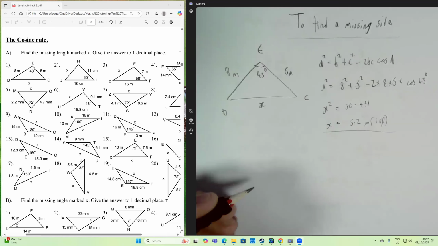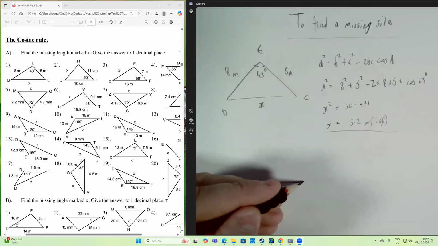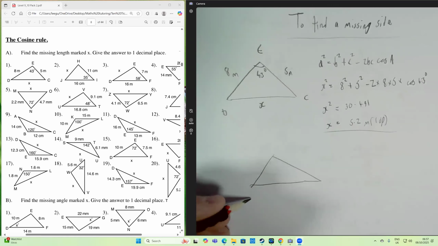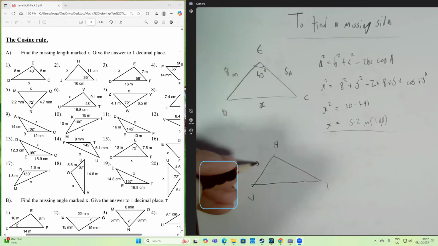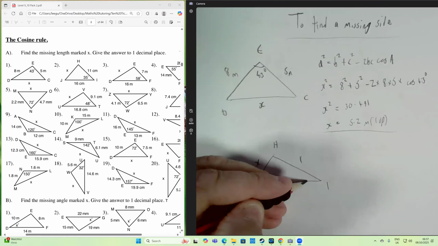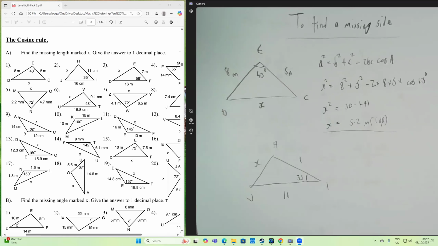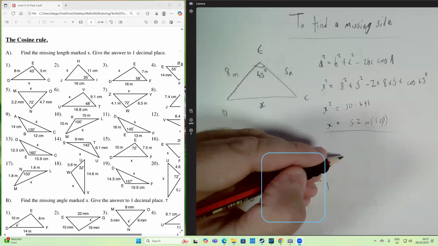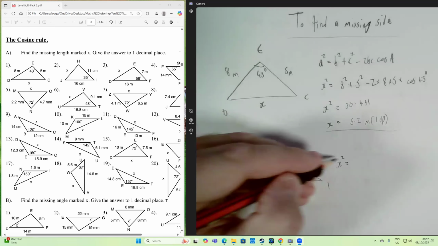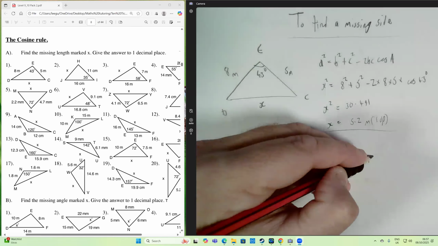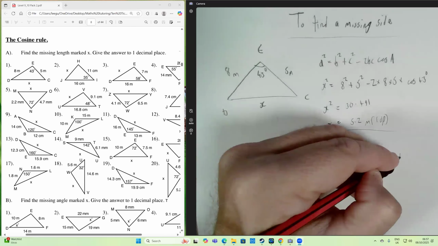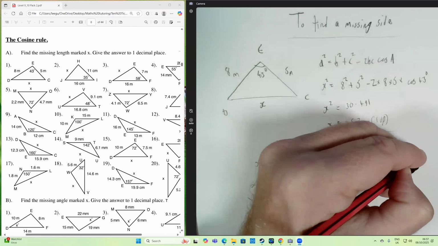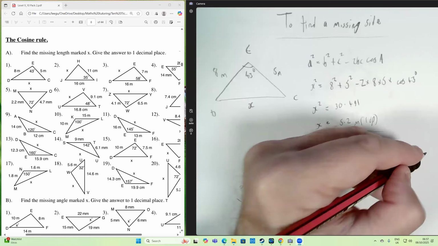Let's just do one more, perhaps a couple of each. Here, the second one, we have J, I, H, and x over here, with 11, 16, and 35. The side opposite the angle is the one that we're trying to find. So we write down that x squared is equal to 11 squared plus 16 squared minus 2 times 11 times 16 times the cosine of 35 degrees.